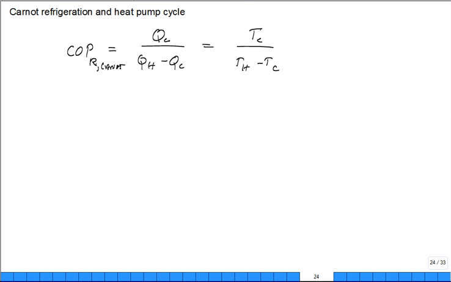You have to put in absolute temperatures, Kelvin. Can you put in degrees R? Yes, it's an absolute temperature scale as well.